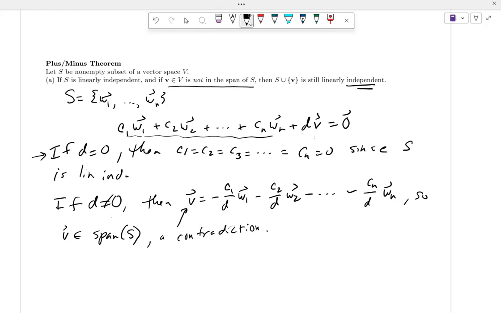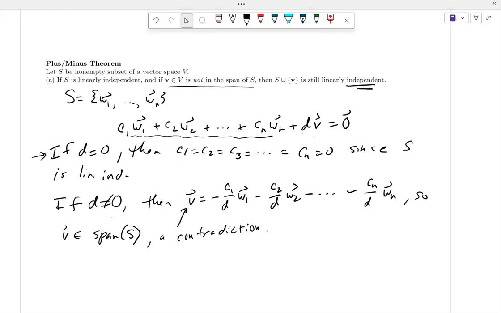And it makes sense. If you think about it as that information idea, I don't have enough information using only the vectors from S to give me V. I can't write V as a linear combination of the vectors from S, right? So if I throw it in, it's adding new information. So it's still linearly independent. That's the plus part of the plus minus theorem.